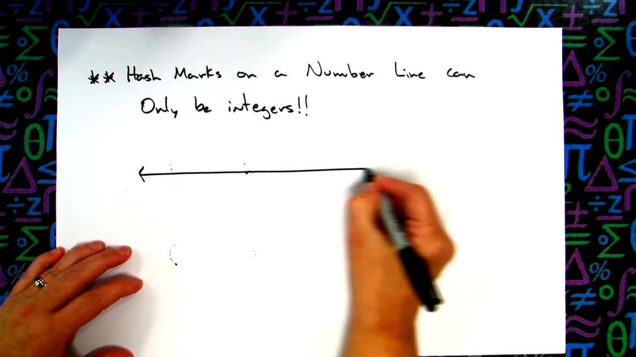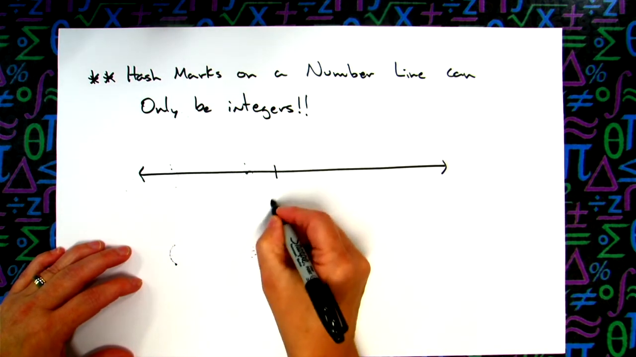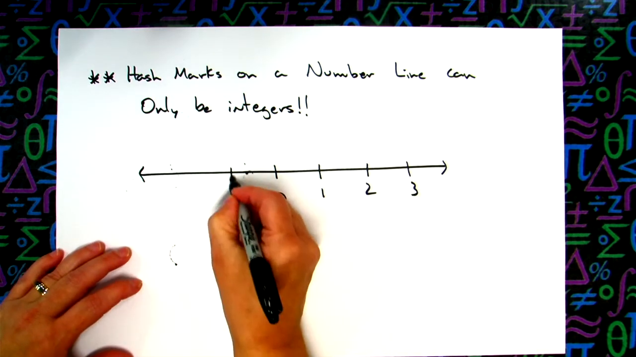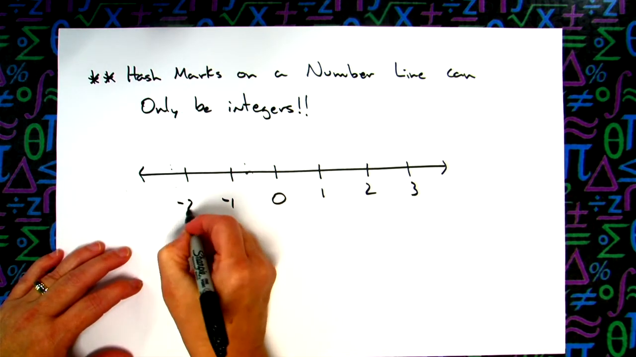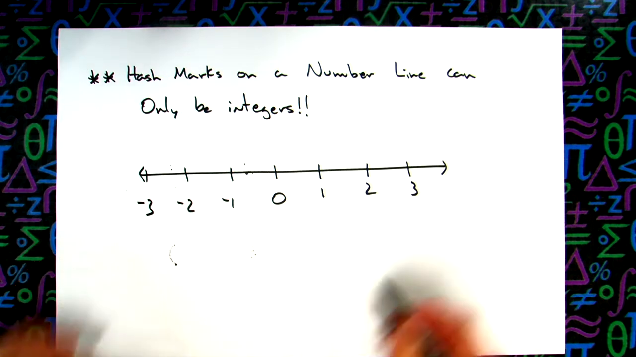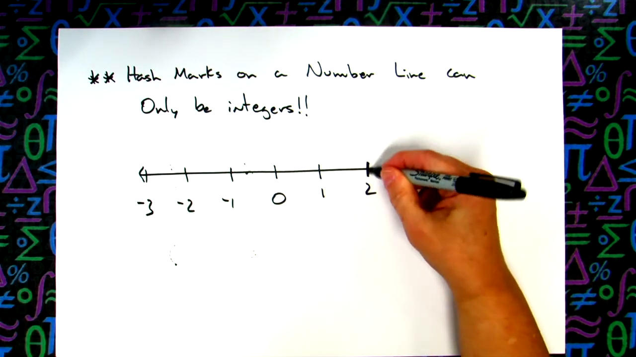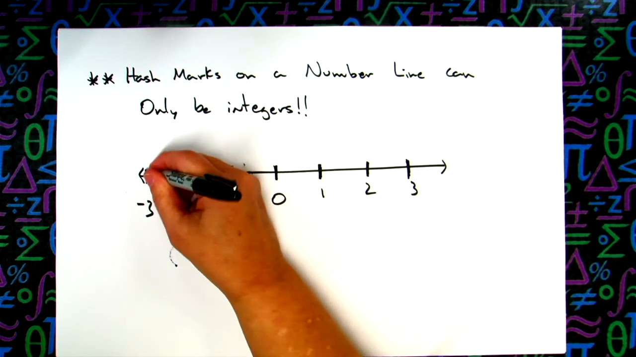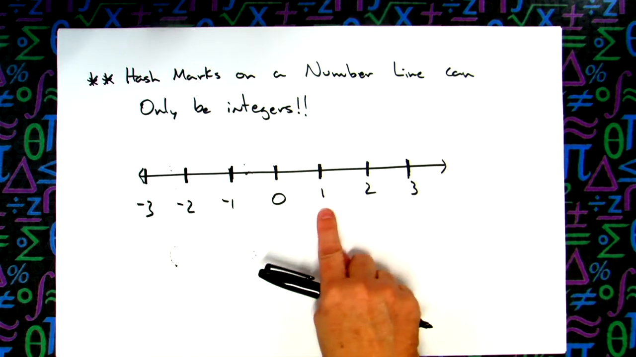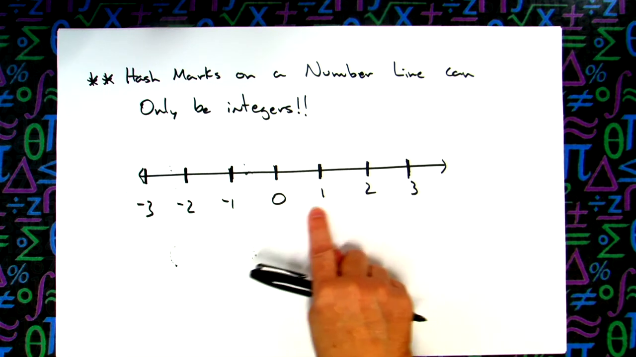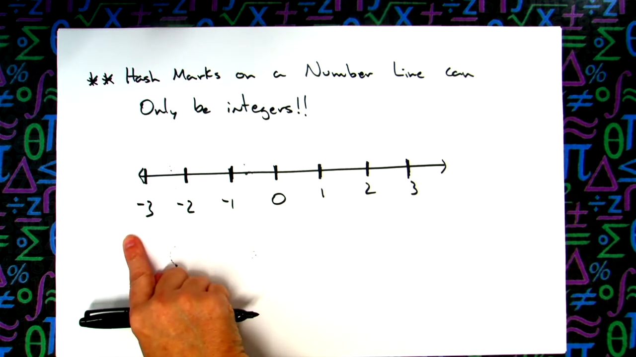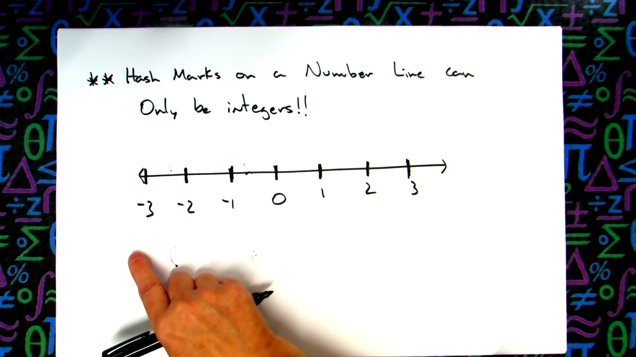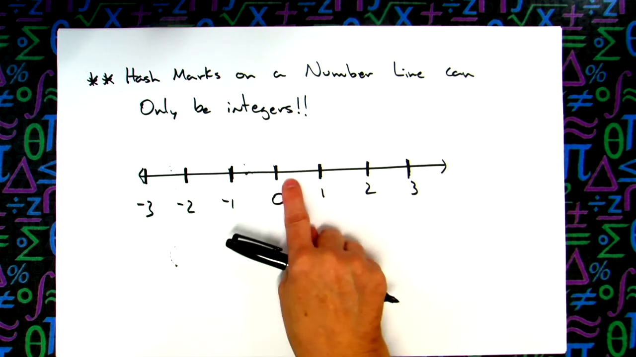I'm going to draw a pretty big number line here. 0 would be in the middle. 1, 2, 3, -1 over here, -2, -3. These things right here are hash marks. And when we draw a number line, that represents the set of integers.